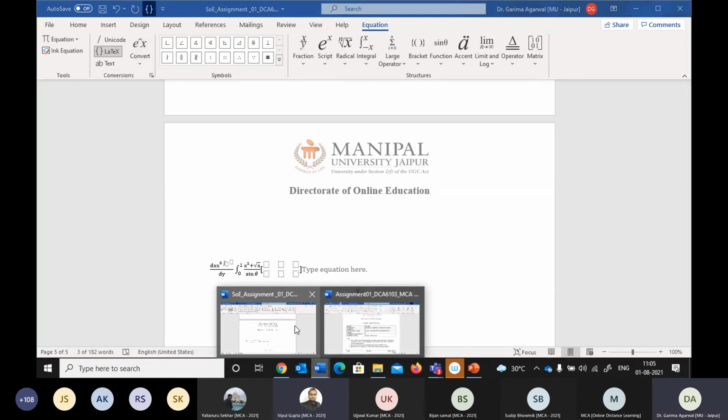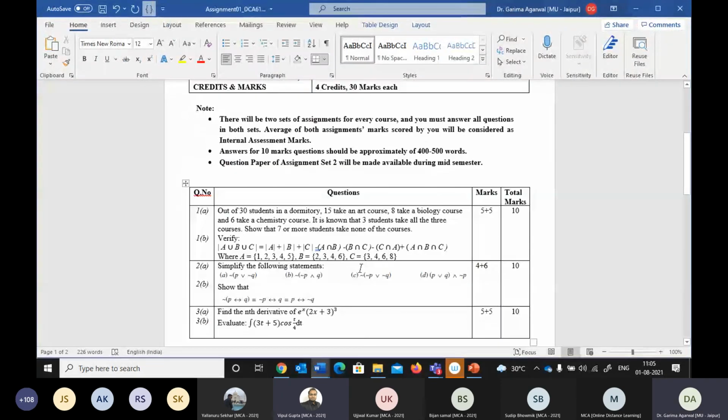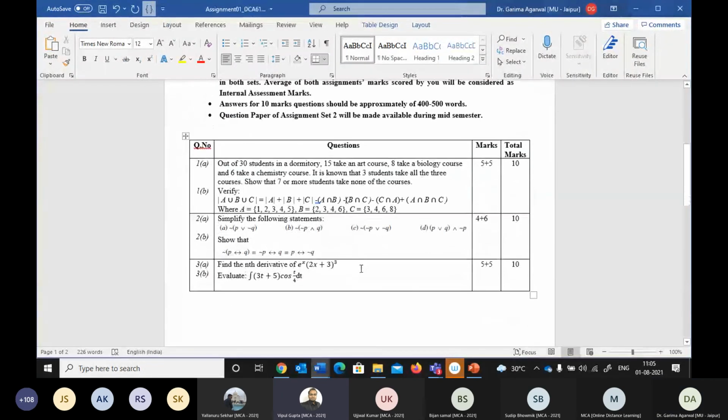In which assignment? The first assignment? Yes, set 1, second question. So you can see P, V, tilde, Q. So that's a V, or there is a symbol? No, this is not V. This is the symbol.